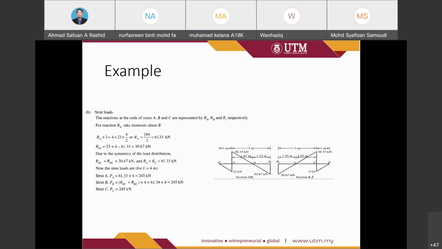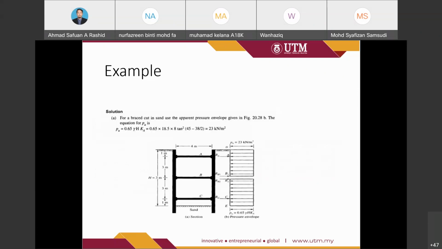Then we start with the strut load. Based on this distribution diagram, we know the location of the struts: RA, RB, RC. Due to the symmetric arrangement, we can solve first for RA and RB1, and we may use the same value later on because the spacing is the same.